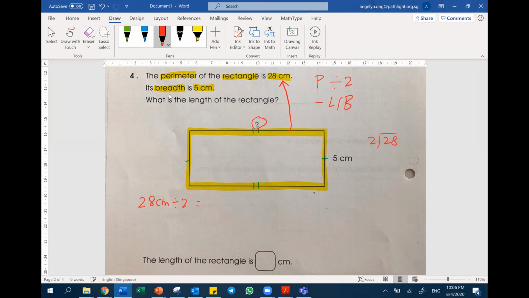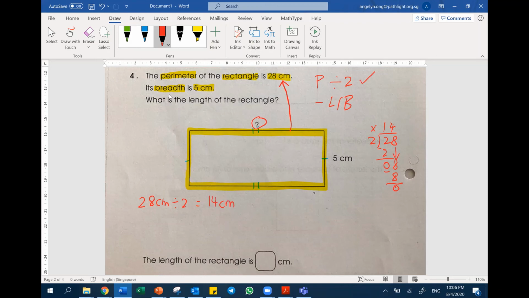28 divided by 2. 2 divided by 2, very simple, it's just 1. 1 times 2 gives us 2. Subtract it, get 0. Bring down the 8. 8 divided by 2, easy, 2, 4, 6, 8. It's just 4. 4 times 2 gives us 8. We take that away from 8 and we get 0. Okay, so 28 divided by 2 is 14. 28 cm divided by 2 equals to 14 cm. Okay, so we are done with step 1.